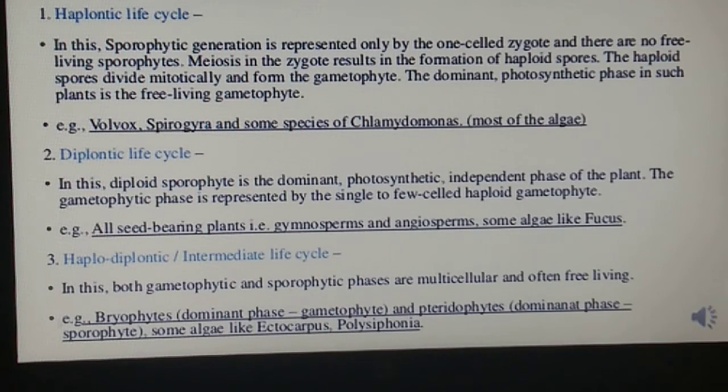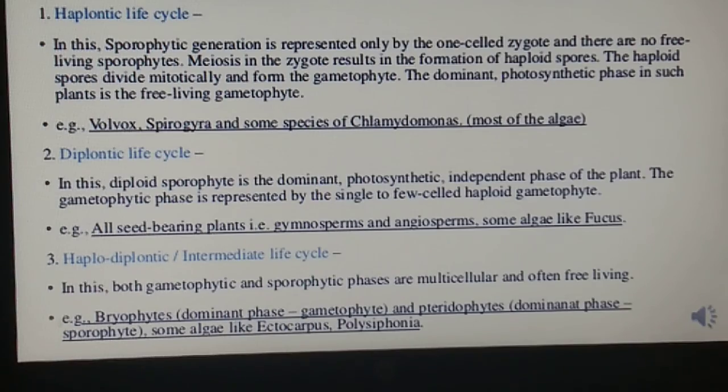If it is intermediate, both gametophyte and sporophytic phases are multicellular and often free living. The examples are what we have done in bryophytes and pteridophytes, where in bryophytes the dominant phase is the gametophyte and in pteridophytes the dominant phase is the sporophyte. It also happens in some algae like Ectocarpus and Polysiphonia. So this was all about today's module, students. Thank you.